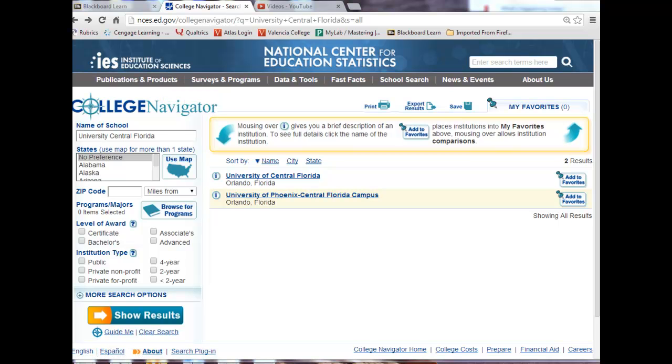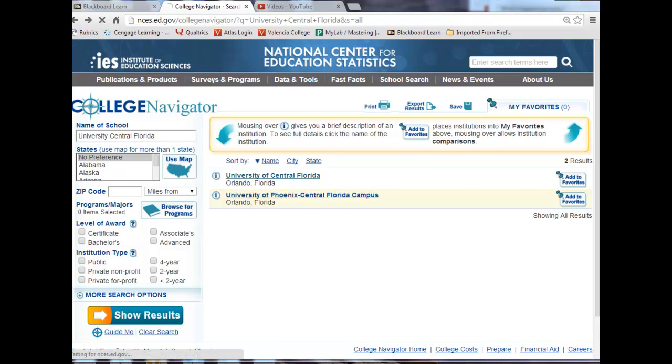Okay, I just want to show you guys real quick how to find the data that I want you to have and collect for the project. So I'm on the website, and right here I just typed the name of a school, University of Central Florida, and I hit enter, or you can click show results. Just type the name here, hit enter, and then here's a list matching that name.